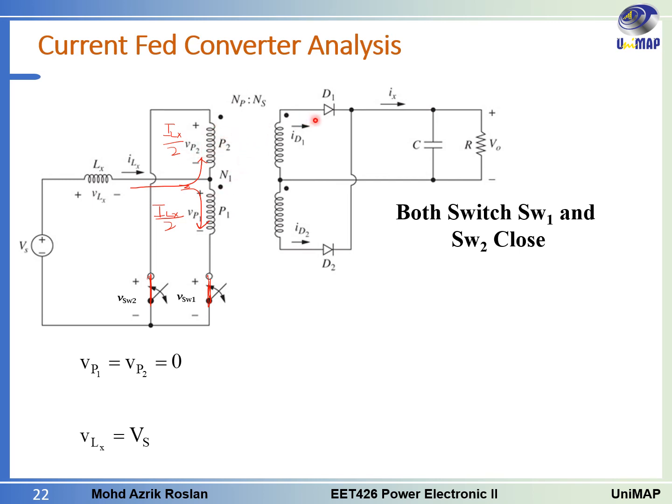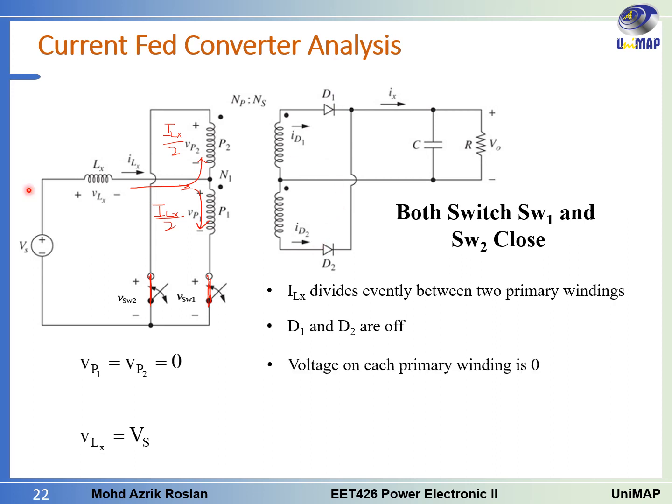this equal current will make sure that the current at the secondary winding is cancelled out. So ILX divides evenly between the two primary windings, and because it cancels out, D1 and D2 are both off. Because of this, there will be no voltage that can be projected to primary one and primary two. When this happens, the voltage on each primary winding is zero. So the voltage at this winding and this winding is zero.